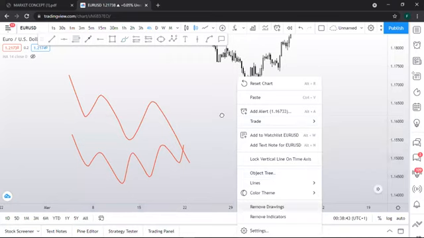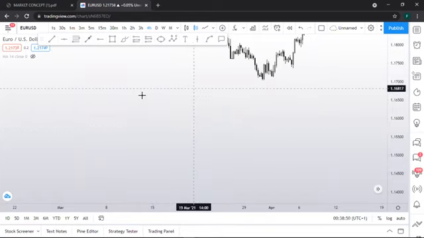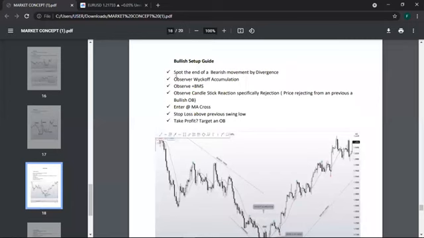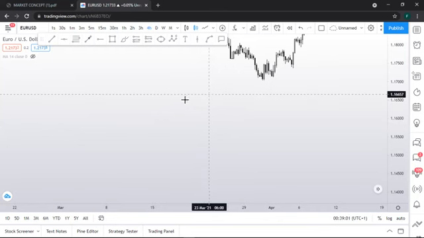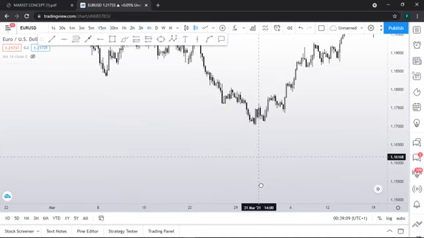So let's jump right into the setup. We understand that divergence is the disagreement between the technical indicator and price action. And our first rule said we should spot the end of a bearish move. So remember, we don't trade only off the divergence. We trade the divergence because it helps spot the end of a movement. That is what the CCI is all about.